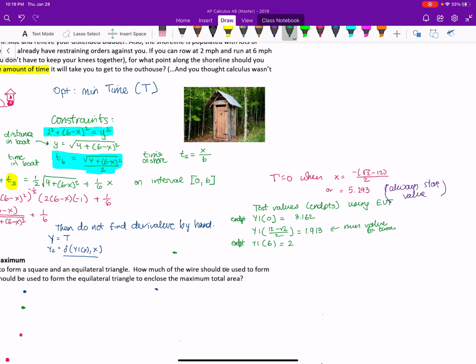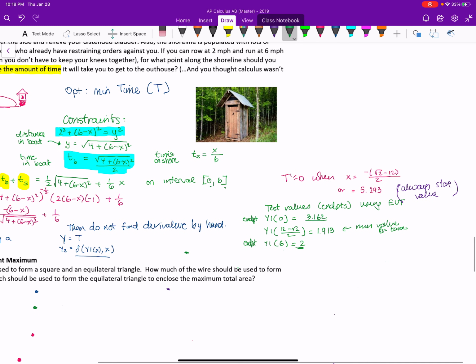So this one has endpoints. When it has endpoints, 0 and 6, you have to use EVT, the extreme value theorem. So in this particular case, the endpoint happens when x is equal to 0 and another one at 6. I'm then going to test each of those values and put them into the y1 function and see what these represent, time, by the way. So this is the time it takes if x was equal to 0, in other words, if we just rowed directly to the outhouse. It would be t equal to 2 if we just went directly to the shore. So this one is the smallest value I get.